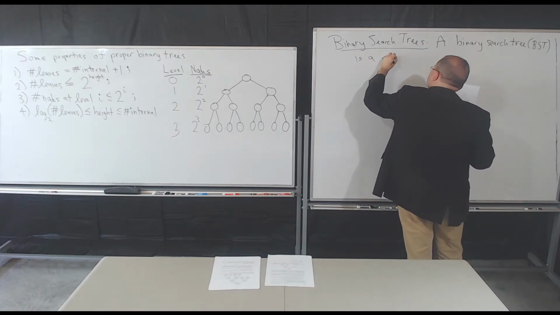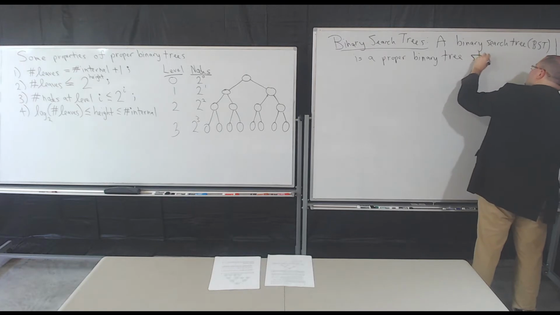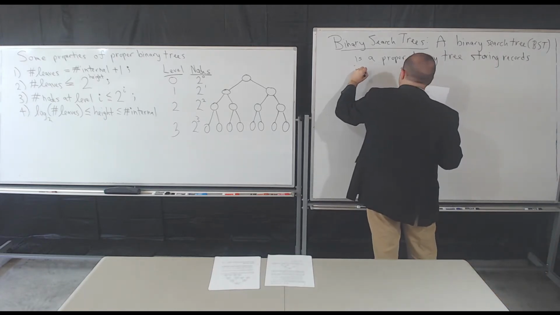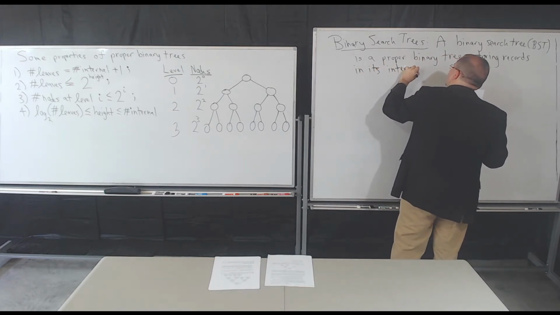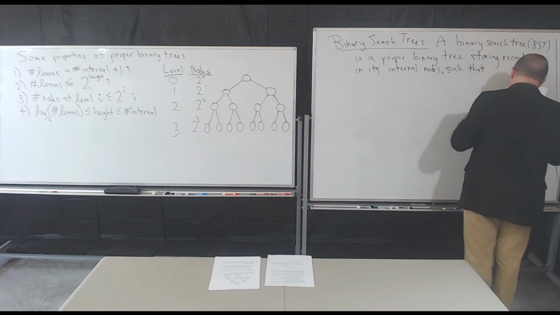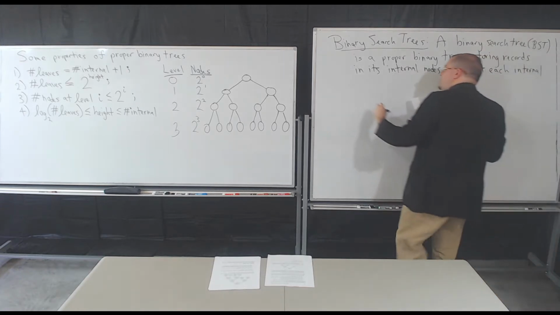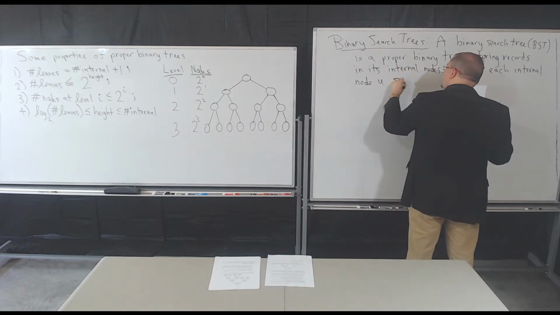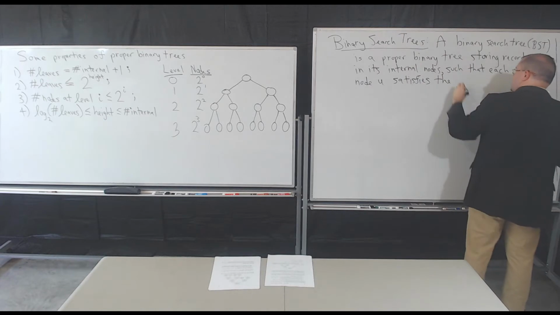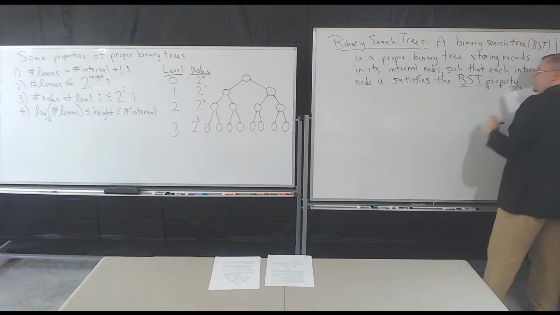is a proper binary tree storing records in its internal nodes such that, a comma makes it fun, such that each internal node U satisfies what I'm going to refer to as the binary search tree property, the BST property, which is the following.